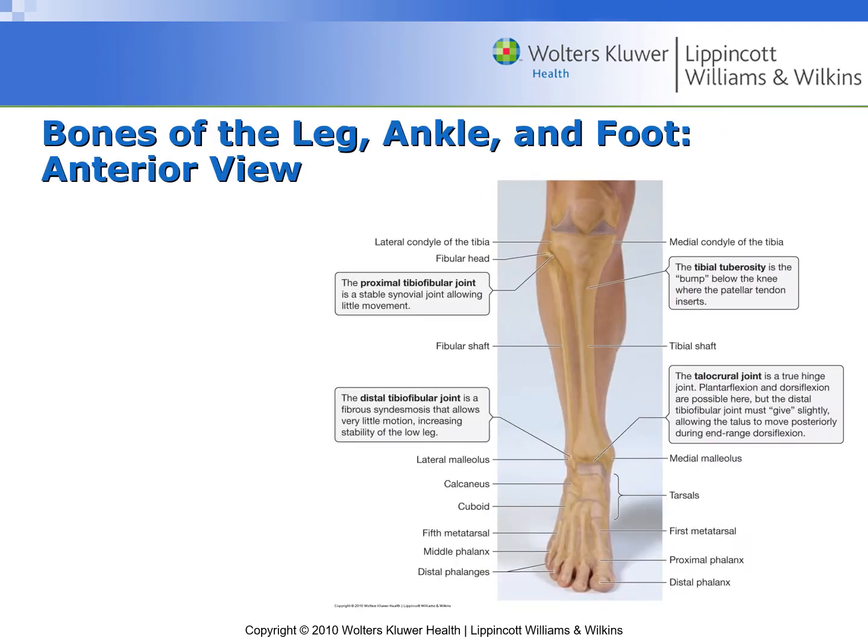Now let's take a look at the bones of the leg, ankle, and foot from an anterior view. Beginning from the left-hand side most superiorly, we can see the lateral condyle of the tibia. We can also see the fibular head. The proximal tibiofibular joint is a stable synovial joint allowing little movement. We see the fibular shaft. We see the distal tibiofibular joint, which is a fibrous syndesmosis that allows very little motion, increasing stability of the lower leg.